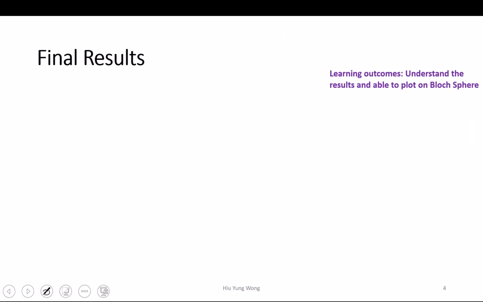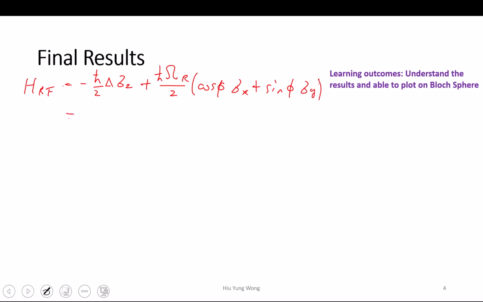From here, we will spend a little bit of time to understand what this equation is about. I just rewrite the Hamiltonian that we have got in the rotating frame: negative H bar divided by 2 delta sigma z, plus H bar omega R divided by 2 times cosine phi sigma x plus sine phi sigma y, which is equal to H bar divided by 2 omega dot sigma, with omega equal to omega R cosine phi, omega R sine phi, and then negative delta.